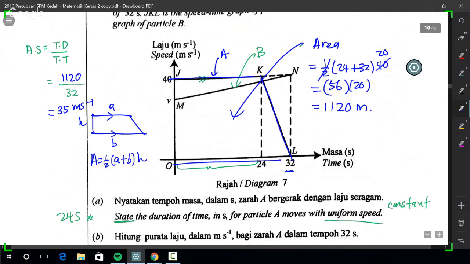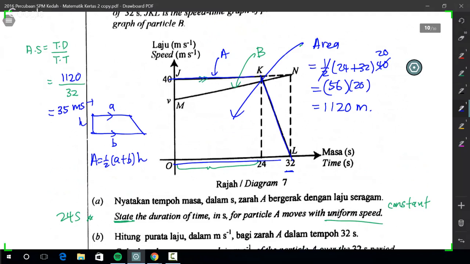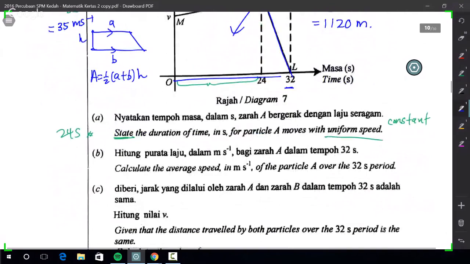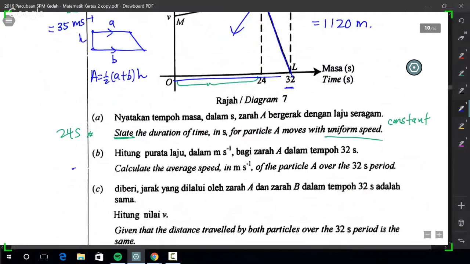It's not really hard, but you have to understand the trapezium formula. You have to understand that the area itself actually means distance in a speed-time graph. All right, so we are done with this one. It's 35 meters per second.